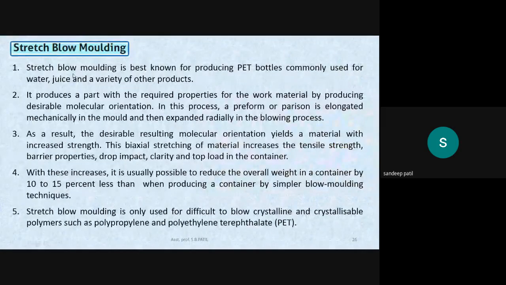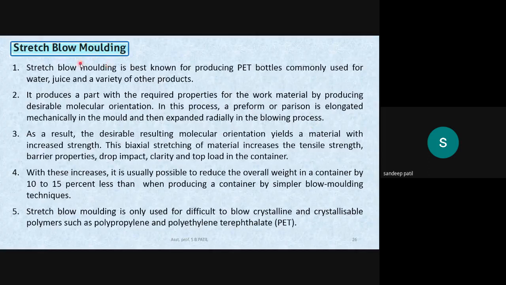So let us quickly move to the next section, that is stretch blow molding. Stretch blow molding is best known for producing PET bottles, commonly used for water, juice, and a variety of other products. It produces parts with required properties for the work material by producing molecular orientation. In this process, the preform is elongated mechanically in the mold and then expanded radially in the blowing process.